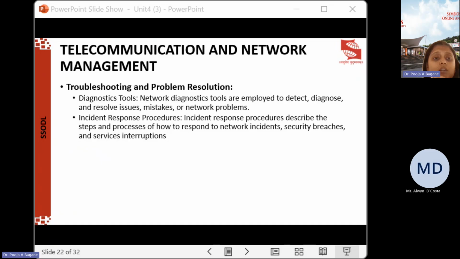Ping is a tool which looks at whether a particular host is up or not. So we do the ping to one particular device to check whether it is running or not. Then there is traceroute, which examines how IP packets are transmitted in the network system.